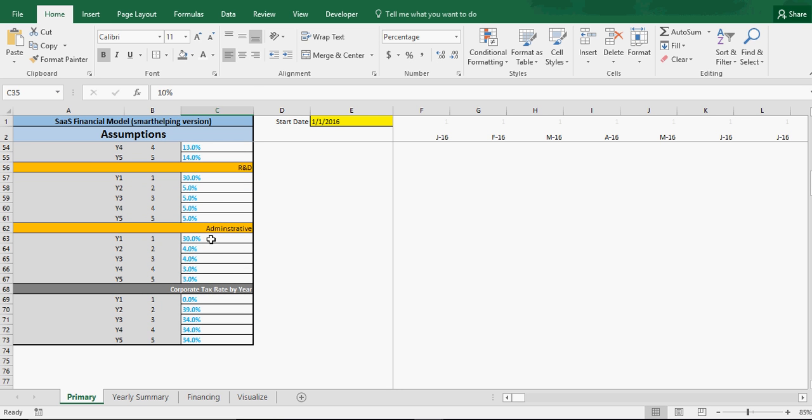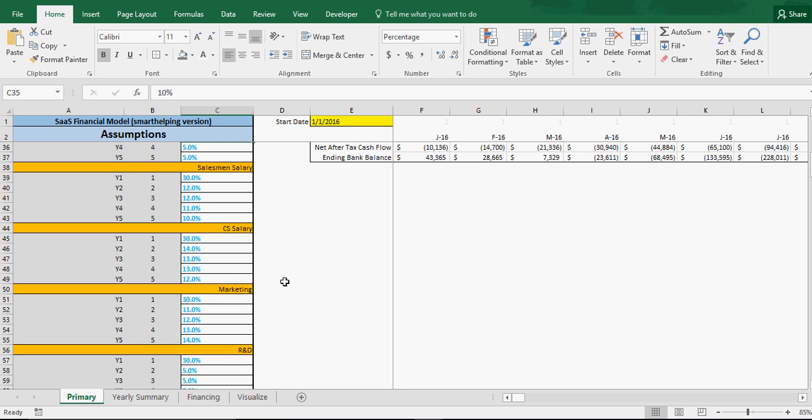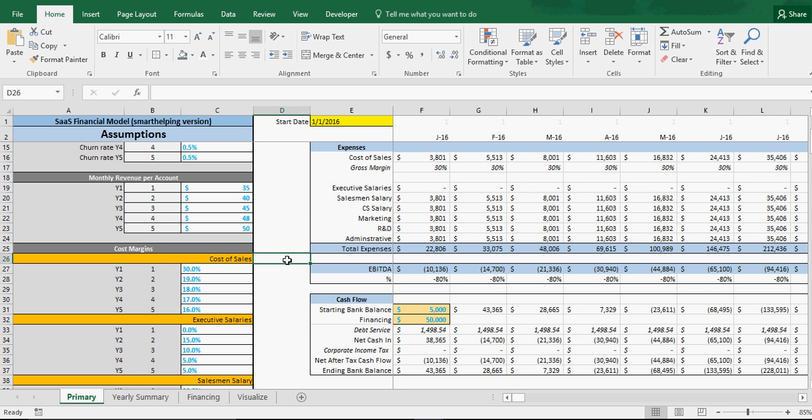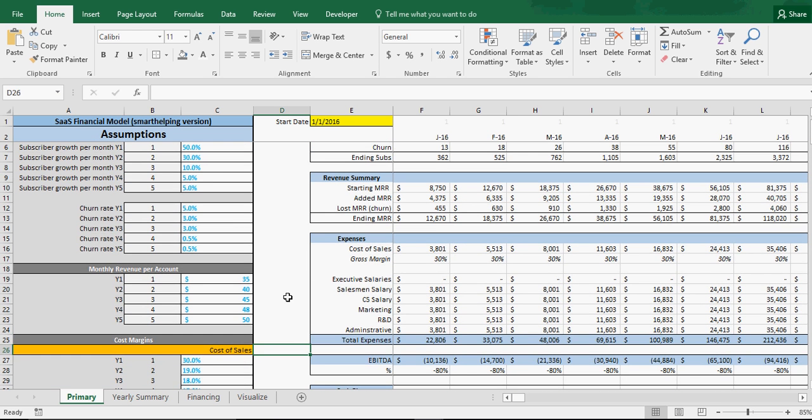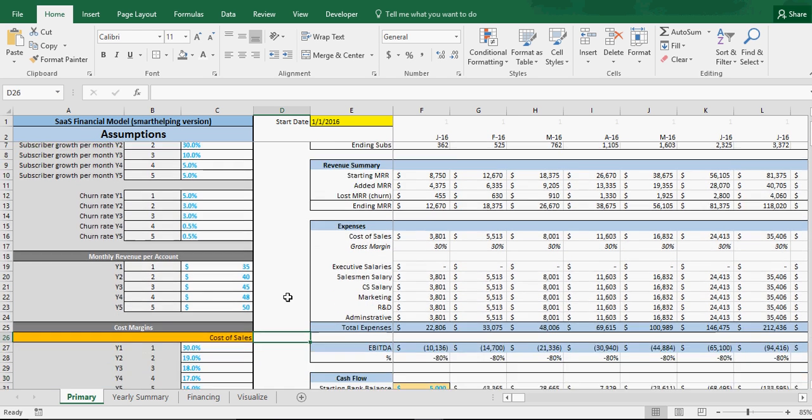Now I haven't seen anybody else do it this way, so I think that was very interesting, and it's why I think this model has a lot of value for projecting out your plan for your startup.